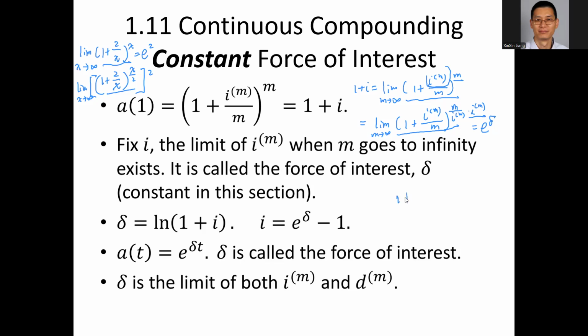So 1 plus i equals e to the delta. Delta is called the force of interest. Then i equals e to the delta minus 1, which is just a simple algebraic manipulation, and delta equals log of 1 plus i. These formulas are quite important, so you should be getting very familiar with them. The accumulation function A(t) equals e to the delta t. And delta is also the limit of both the nominal interest rate and the nominal discount rate.